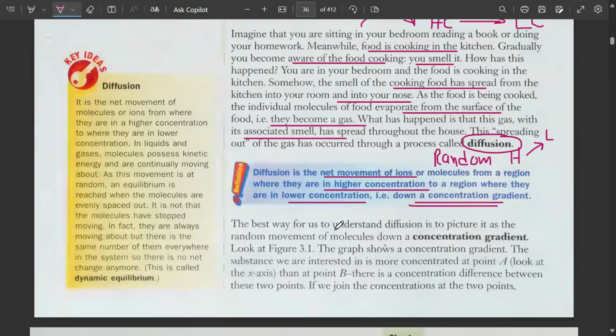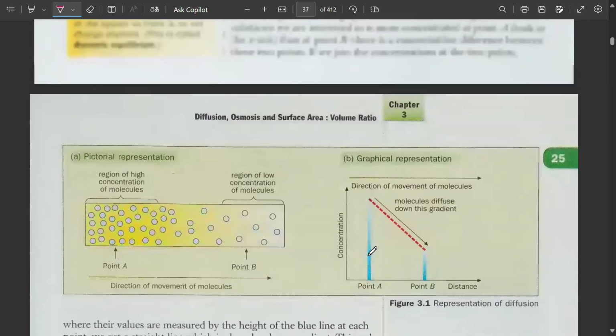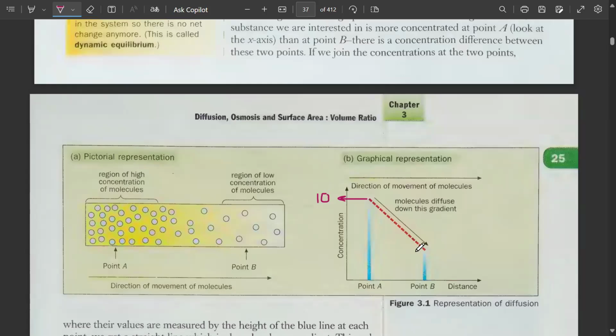The best way for us to understand diffusion is to picture it as the random movement of molecules down a concentration gradient. You can see the graph below as well. This shows down a concentration gradient. What happens down a concentration gradient? For example, there is a place where the concentration is 10 mol per dm³. Where you were sitting, the concentration is 4 mol per dm³. So where will the smell spread from?